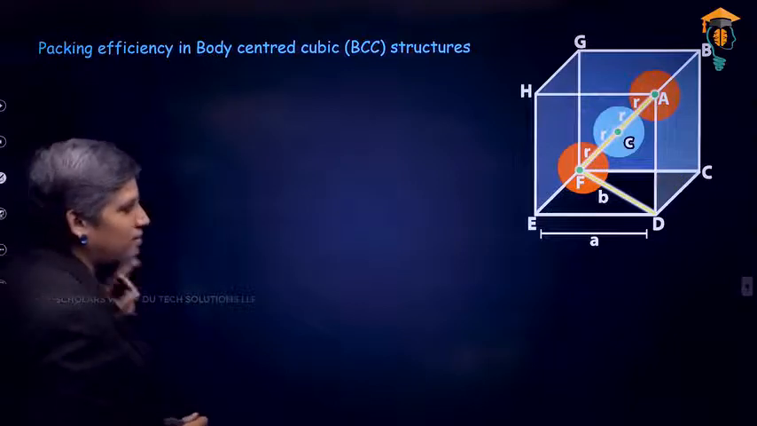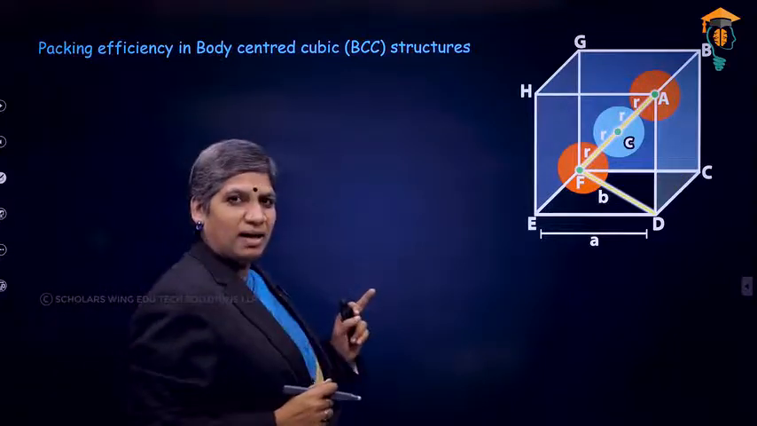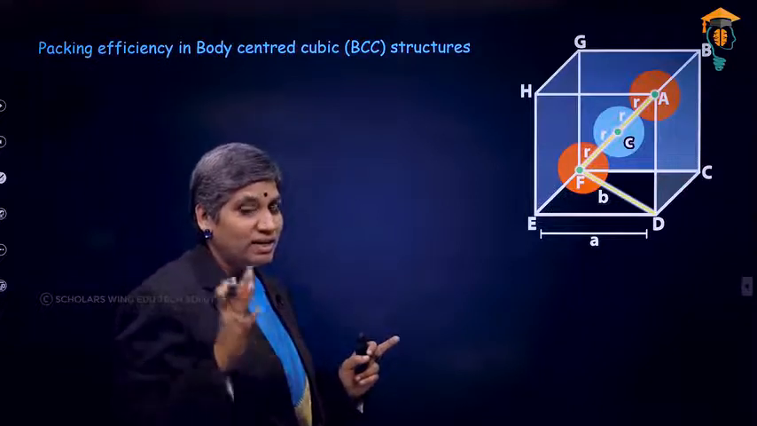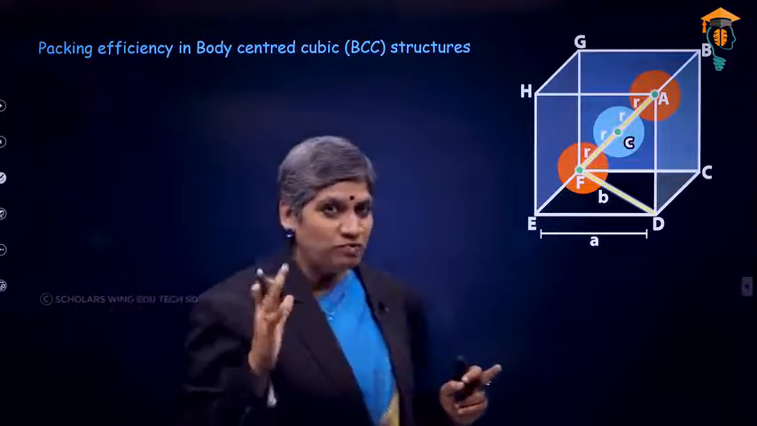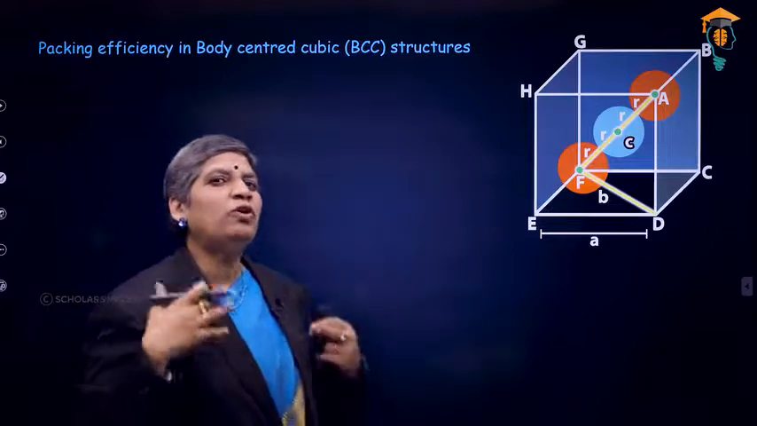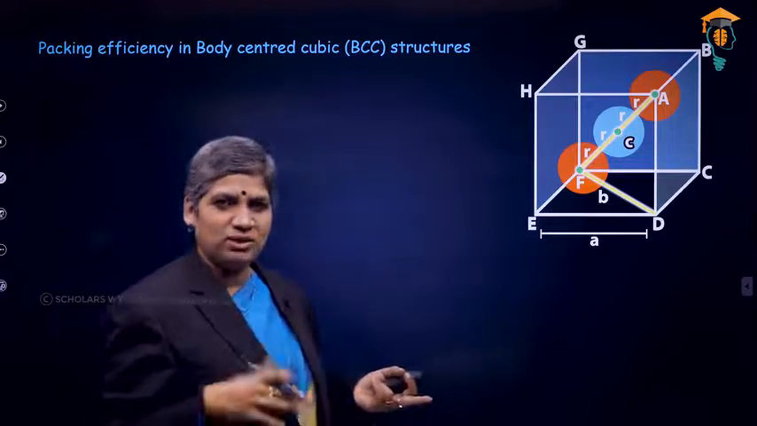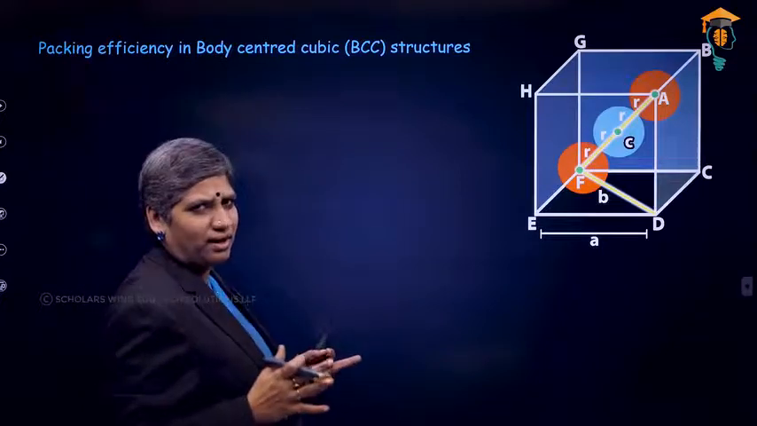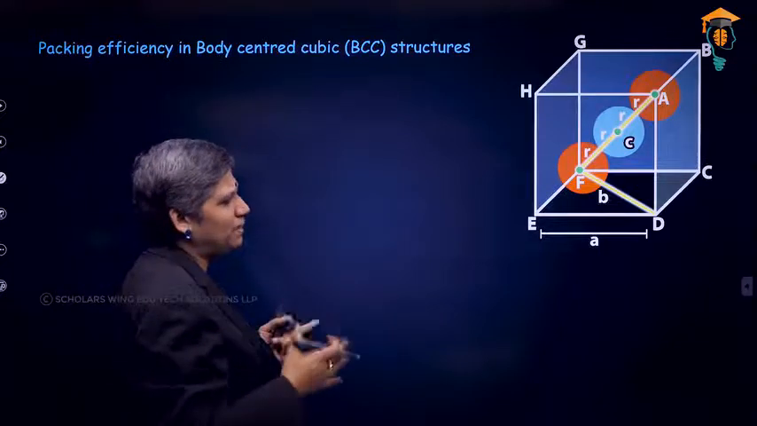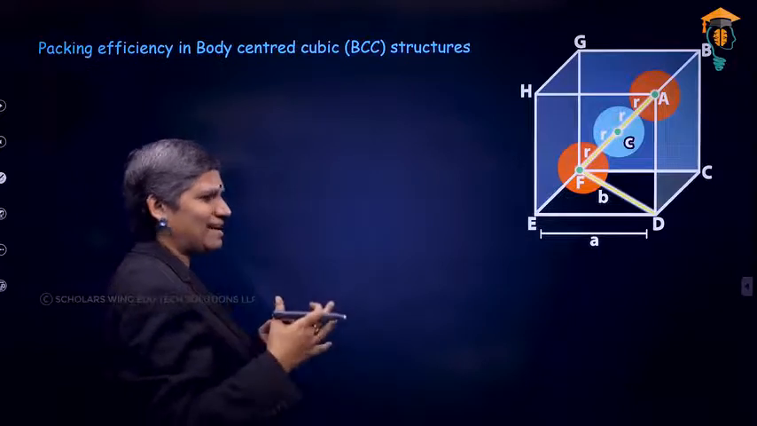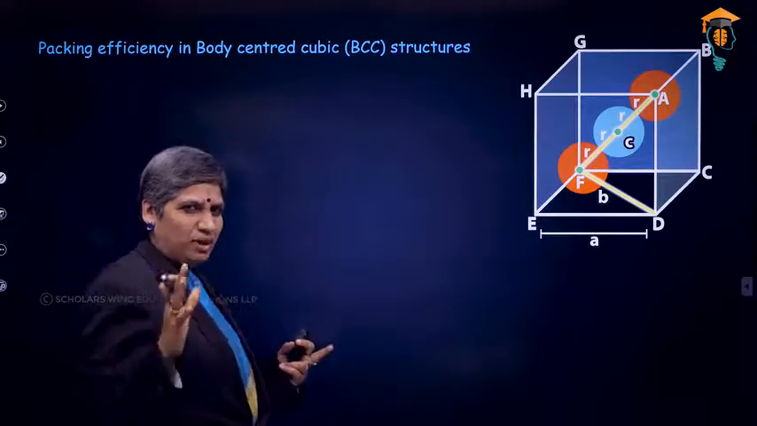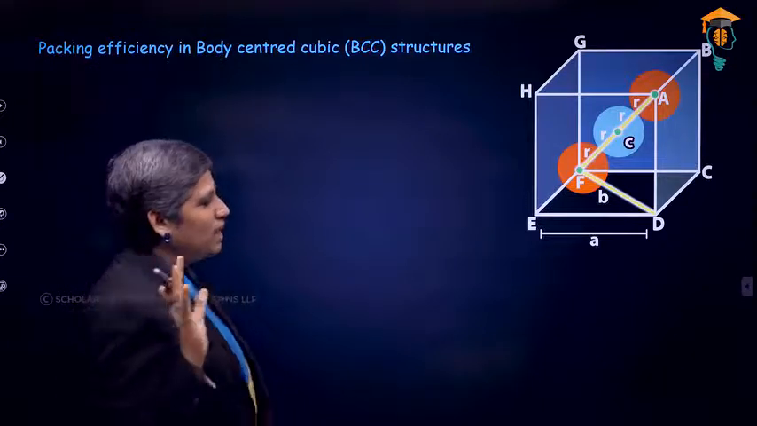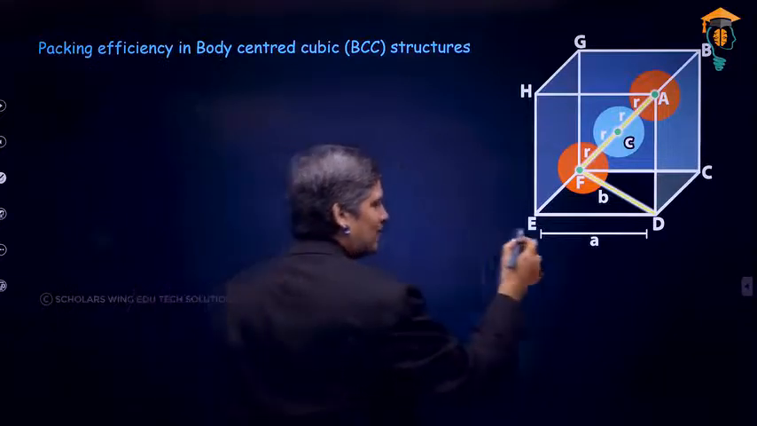I know your doubt. Ma'am, you're teaching how to calculate packing efficiency, and in the packing efficiency, the denominator is the volume of the unit cell. To find out the volume of the unit cell, we should know the edge length because the formula is A cube. So directly go to A. Why are you talking about C, B, this body diagonal, face diagonal? That may be your doubt. Please hold on, my dear friends. It's my humble request, because here we cannot find A directly.